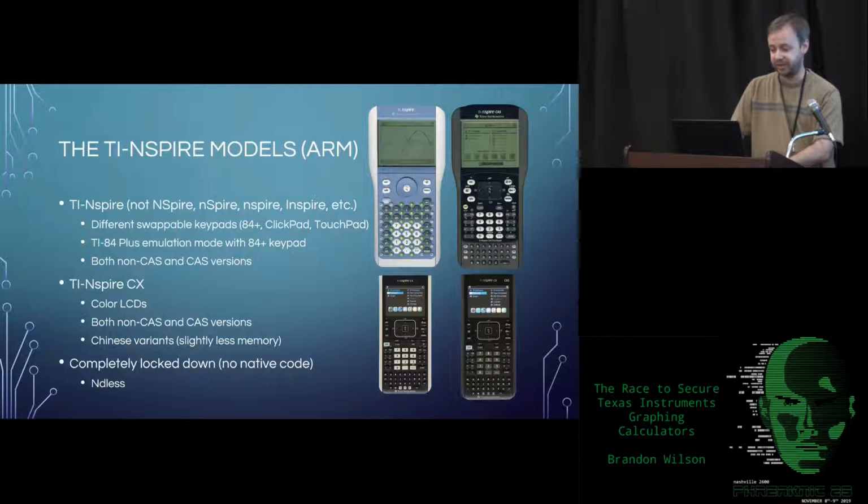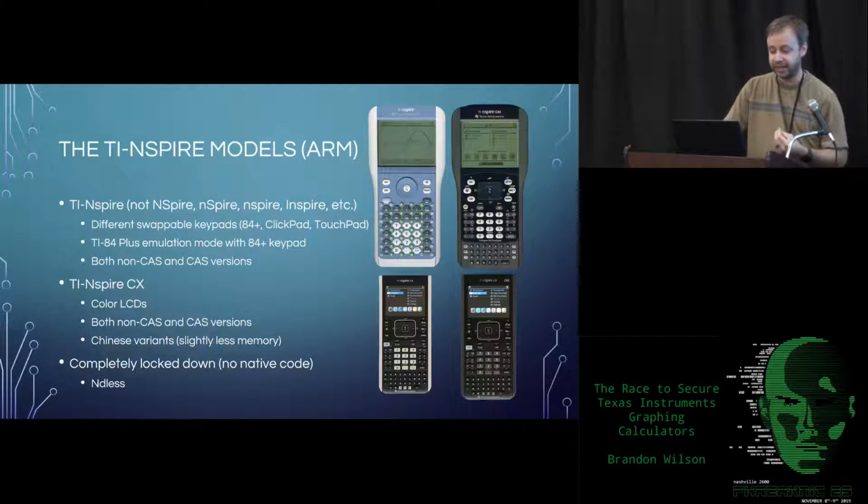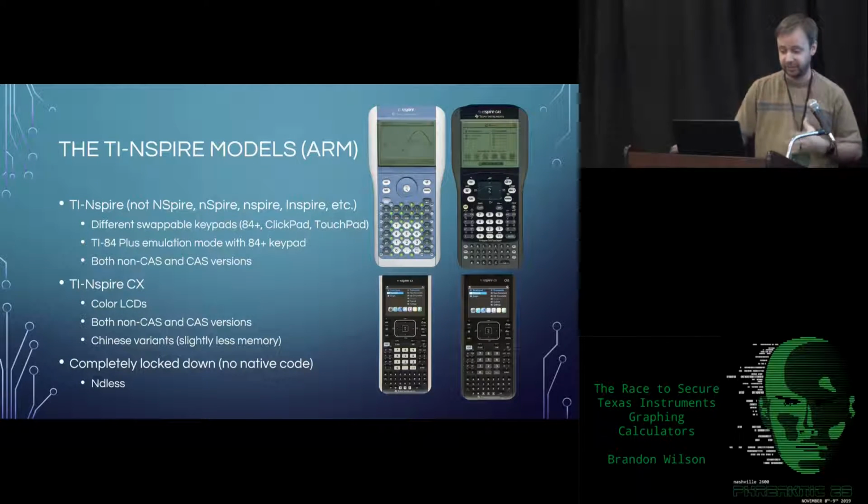And then there are versions that don't have a CAS, and then versions that do. CAS means Computer Algebra System, so that helps with higher math. And then they have the TI-Nspire CX models, again both the CAS and a non-CAS version. Those have color LCDs, and they're redesigned to be a little bit sleeker, but they still kind of suck. Another big reason to hate these is that they're completely 100% locked down, unlike all the others. No way to execute native code at all, unless you jailbreak it, for lack of a better term.